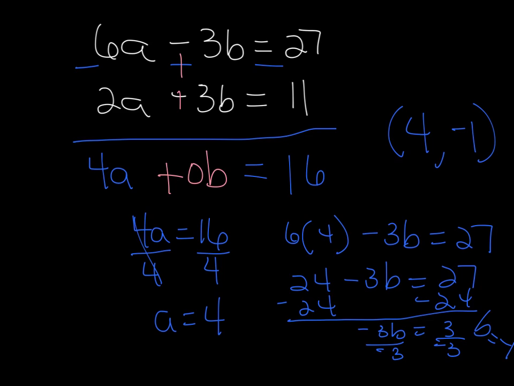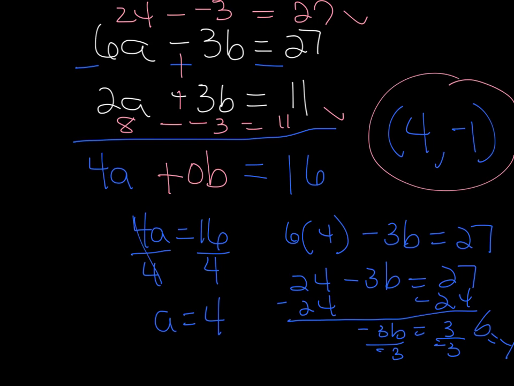So 6 times 4 is 24. Minus 3 times negative 1 is negative 3. Is 24 minus negative 3, 27. Yep, works in the top equation, but I have to check both. 2 times 4 is 8. And this was a minus when we started the problem. So minus 3 times negative 1 is negative 3. Is 8 minus negative 3, 11? Yes. So I know my answer works, so my final answer is 4, negative 1.